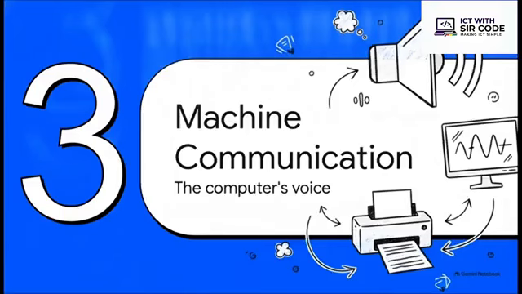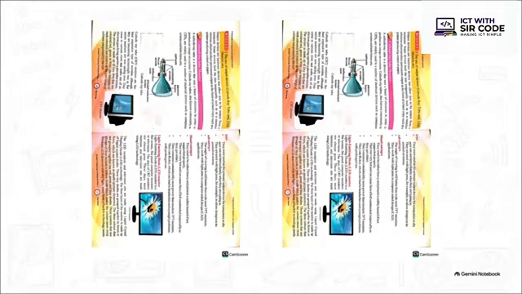Let's move on to Section 3, how the machine communicates. If input devices are the computer's senses, well, output devices are its voice. And the most fundamental output device is the monitor. Older cathode ray tube, or CRT monitors, you probably remember those, fired a beam of electrons onto a phosphor screen. They were heavy, they consumed massive amounts of power, and they generated a ton of heat.